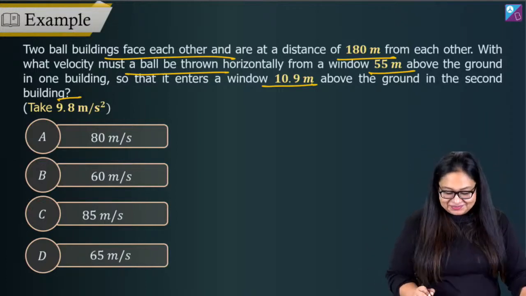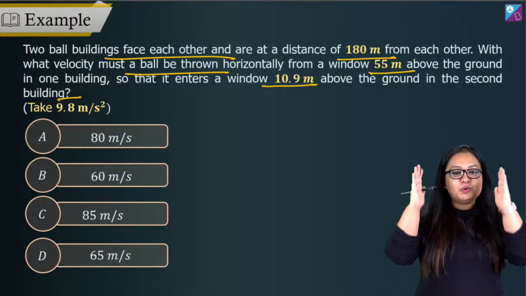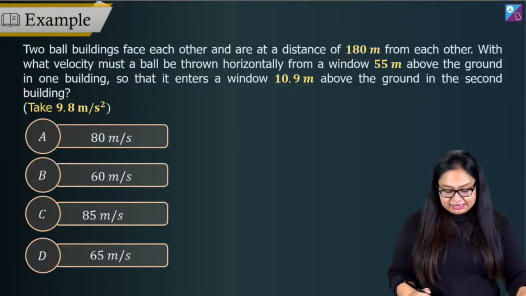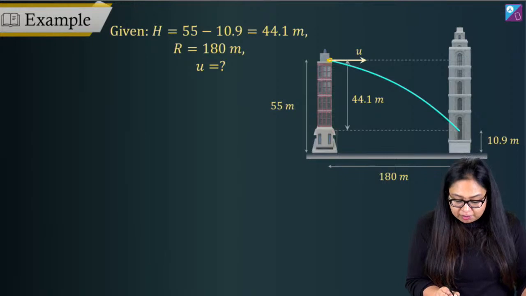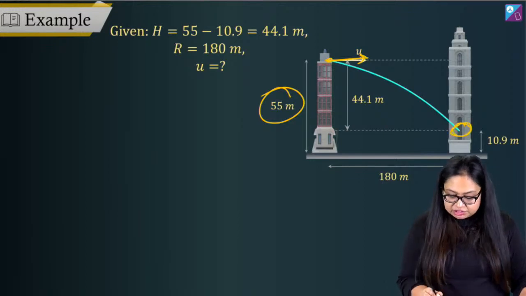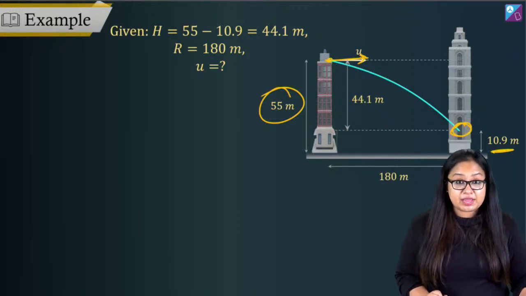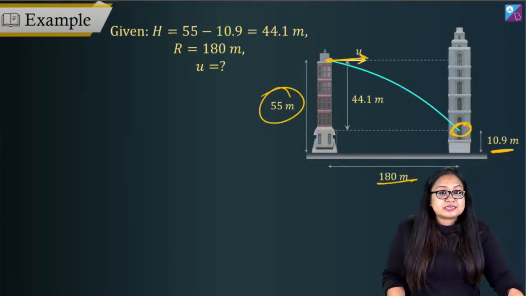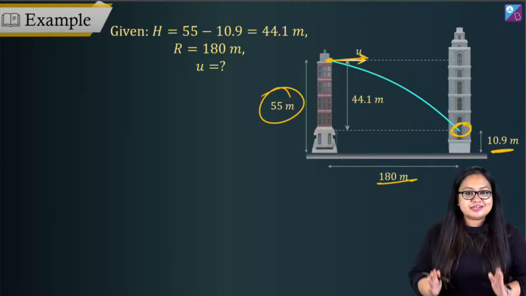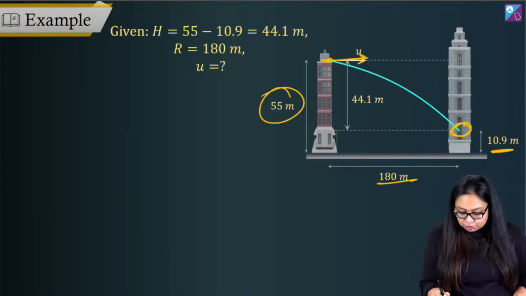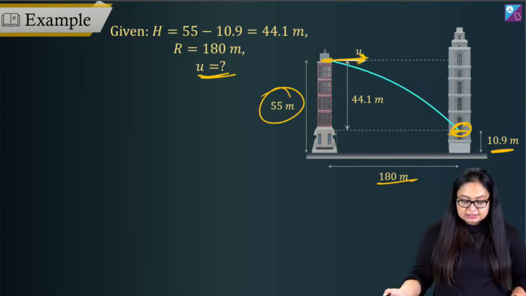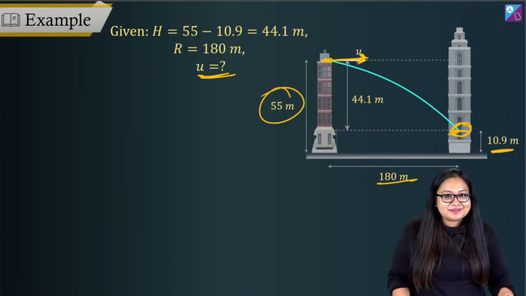Okay? All right. So what is happening over here? We've got two buildings, right? And a ball is thrown from one building. See, I've got a figure over here. Ball is thrown from top of one building. Height is 55 meters. You need it to reach the window over here, which is at a height of 10.9 meters from the ground. The horizontal distance between the two buildings is 180 meters. So, 180 meters horizontal distance, and you have these two heights. So, what is happening over here? The ball is thrown horizontally, initial velocity is asked. Come on.